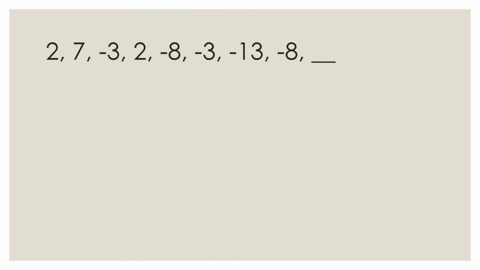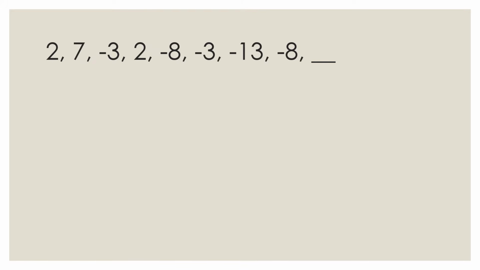All right, so let's have this next sequence: 2, 7, negative 3, 2, negative 8, negative 3, negative 13, negative 8, and then what comes next? This really looks so random. But if we again apply the rule of differences, then we might be able to get something.